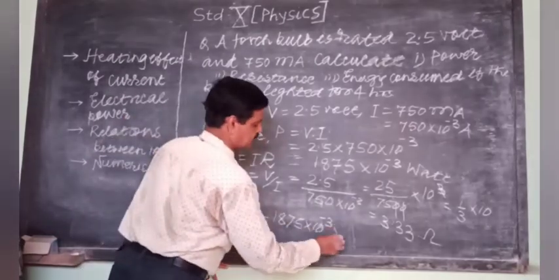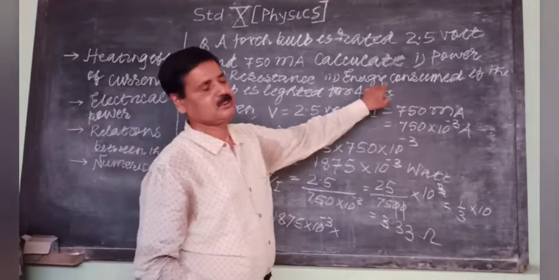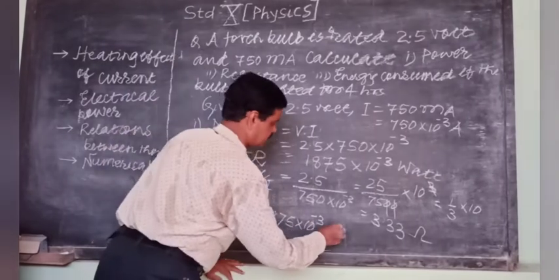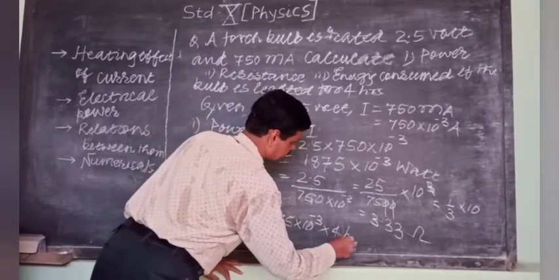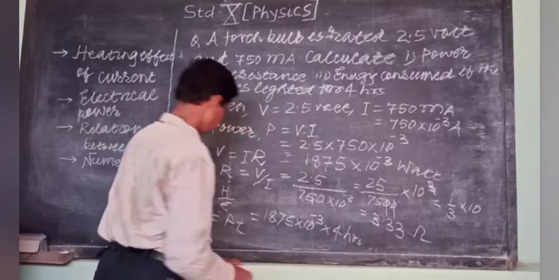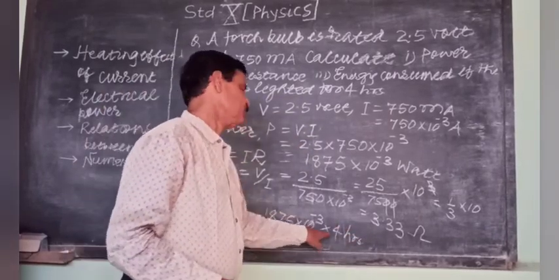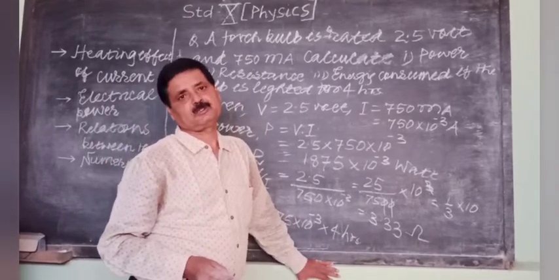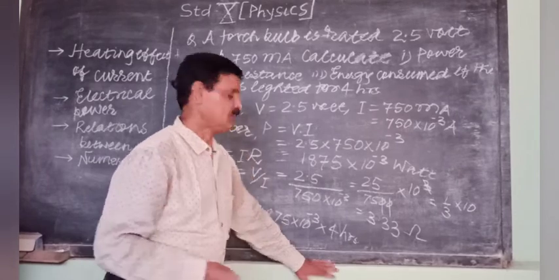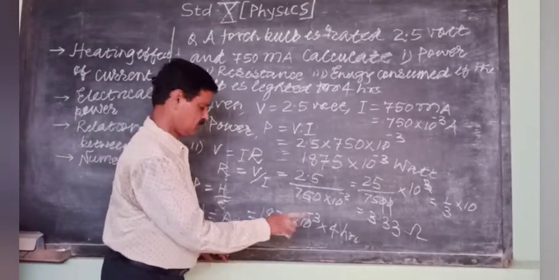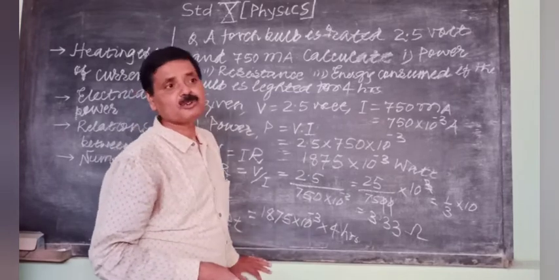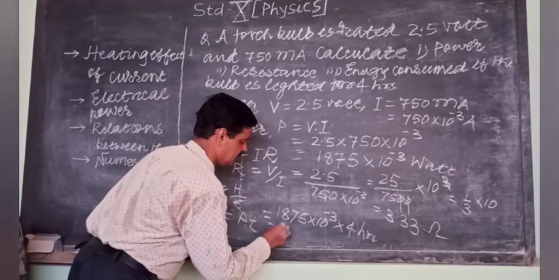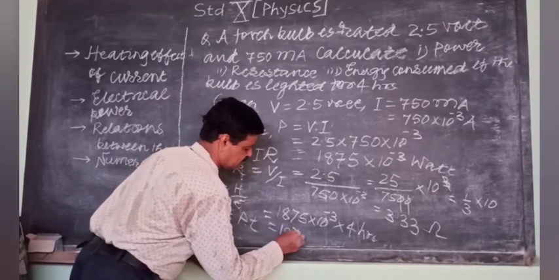Multiplied by time. What was the time given? Energy consumed for 4 hours. It can be converted into second. 1 hour, 60 minutes. 4 hours will be converted into second. Can you multiply it easily? 4 into 60 into 60. Then you will find your answer in this way. I am writing, you can easily solve it.